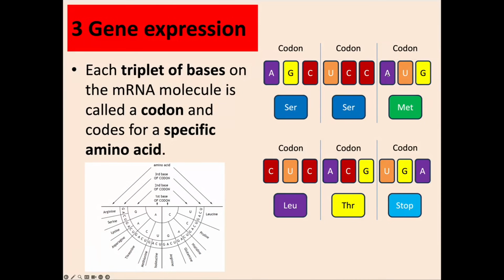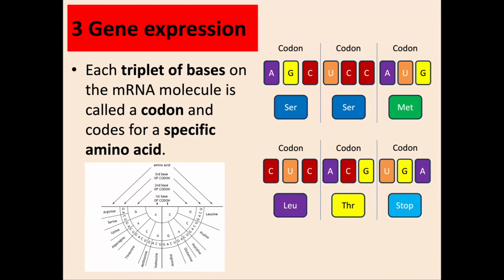We've got U, C, and C, also a codon. A, U, and G, also a codon. C, U, C, A, C, G, and U, G, A, all codons. Now, what you'll notice is each of those codons, those triplets of bases, codes for a specific amino acid.